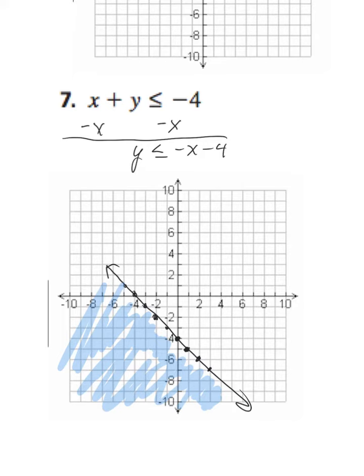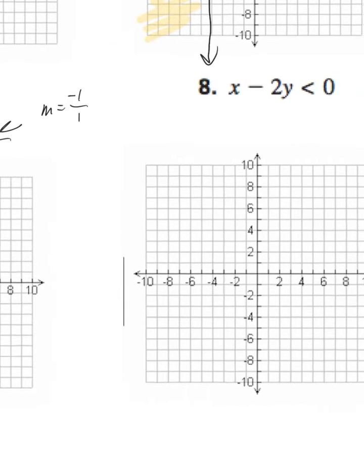This is the solution, and let me show you how I got it really quickly. I subtracted x from both sides of the equation, and I get the equation y is less than or equal to -x minus 4. Go to the -4 y-intercept, and the slope, remember, is going to be -1, which is the same as rise -1, run 1. So you're going to go down 1 and over 1, and then I made my dots. Because it's equal, it's going to be a solid line. Because it's less than, we're going to shade below.